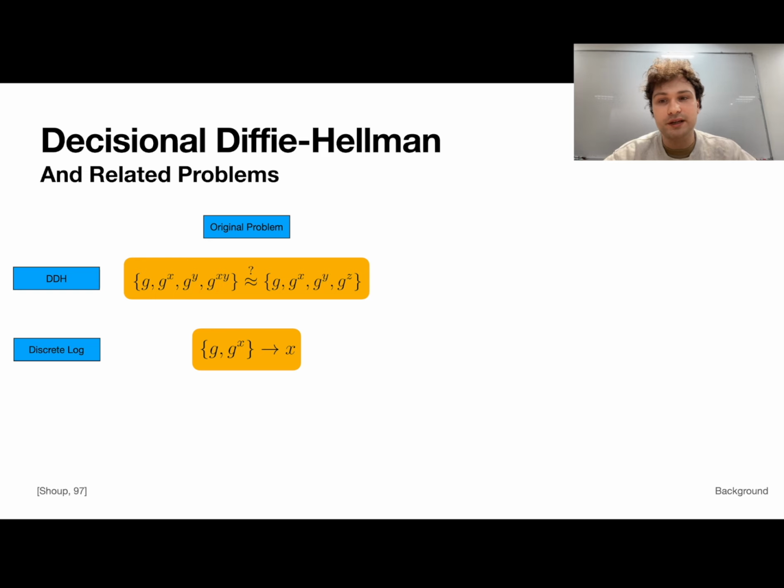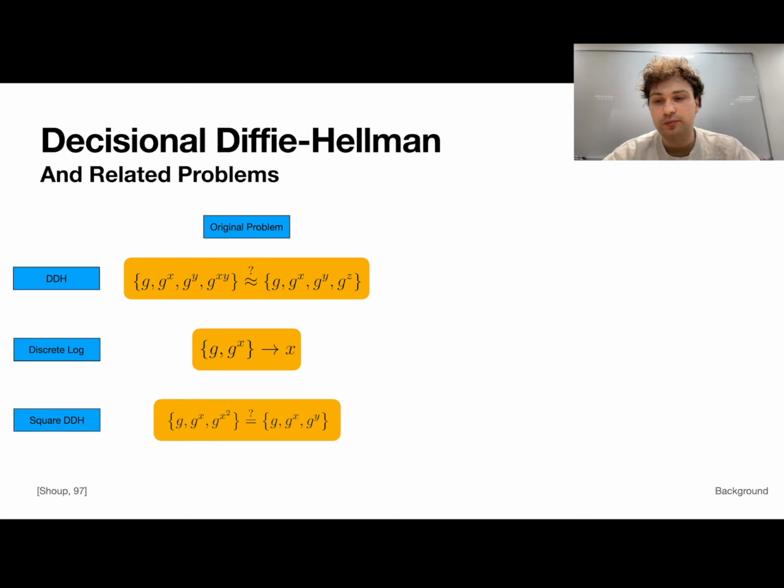In this problem, instead of looking at g to the x, g to the y, and g to the xy, we're given only g, the generator, and g to the x, where x is some uniform integer. And the goal that we're tasked with doing is actually finding x. You can think of this as you're eavesdropping in Diffie-Hellman, you hear one of the messages that's sent, and you're trying to figure out, oh, well, what actual hidden information does that party have to generate this message?